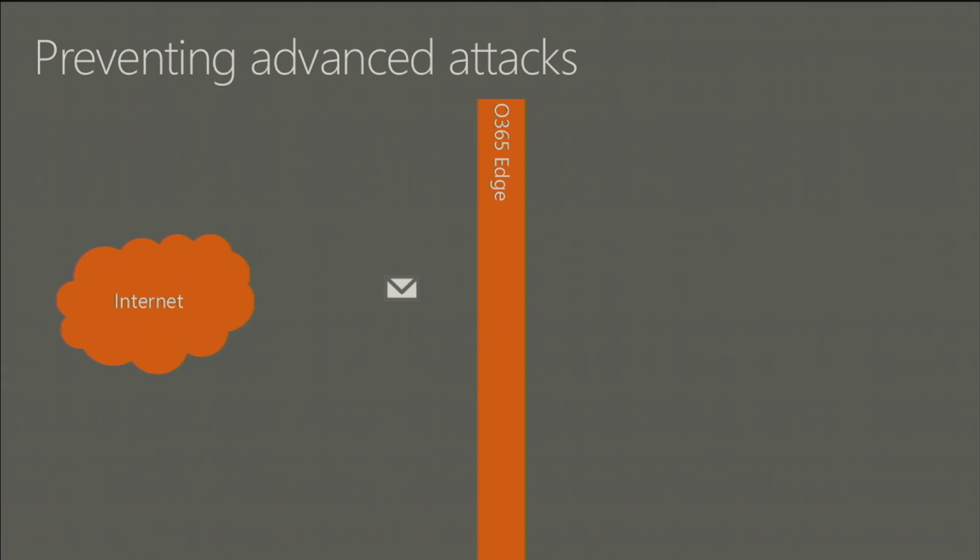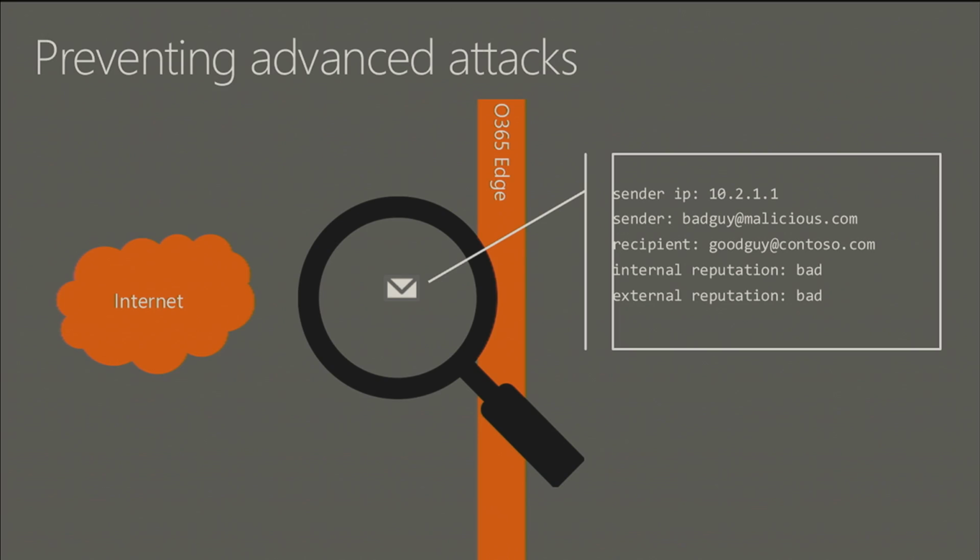So when your mail comes from the internet, the first thing that happens is it hits the O365 edge. Before we even let it into the service, we inspect information about the recipient and about the sender. And just looking at reputation sources that we have internally and external reputation sources that we use, we can reject an awful lot of malicious mail.